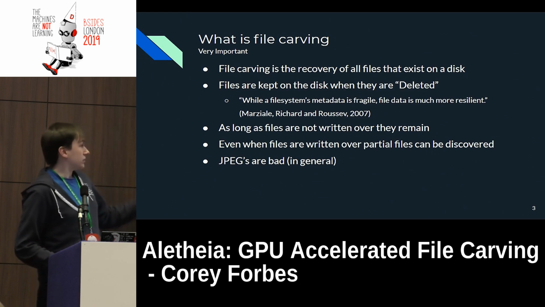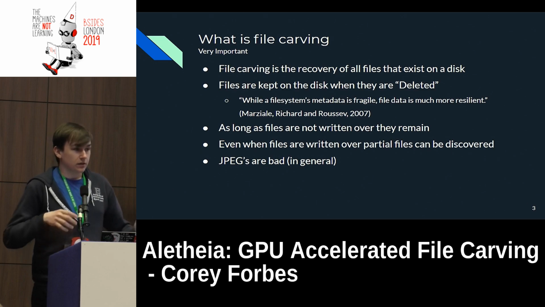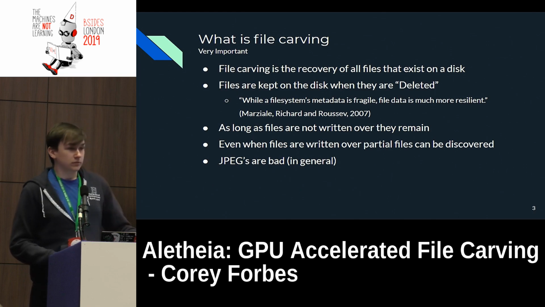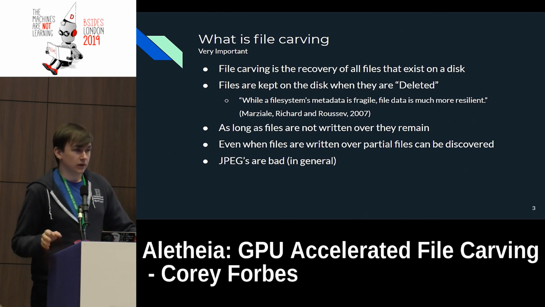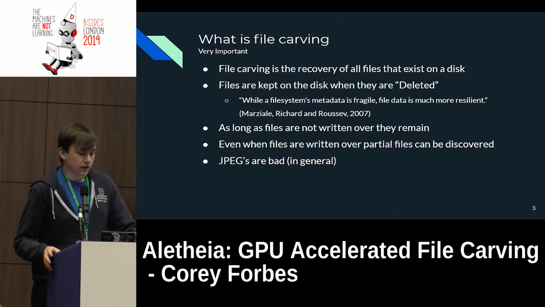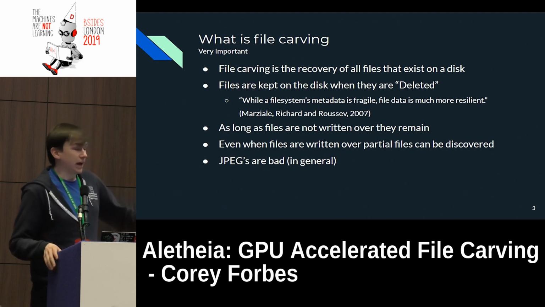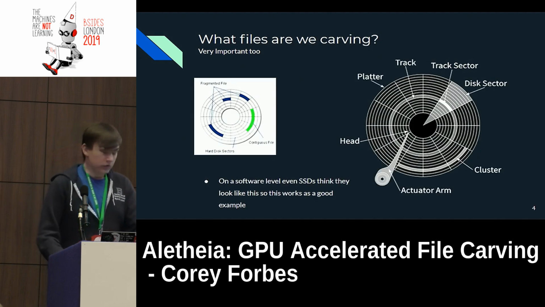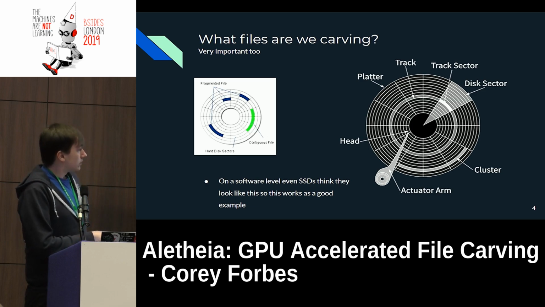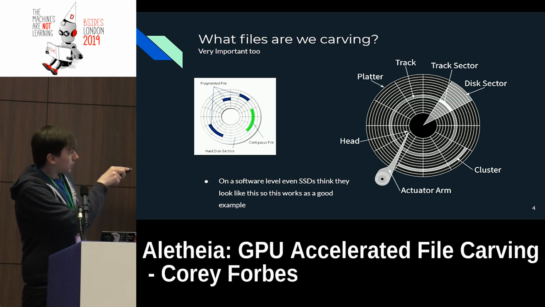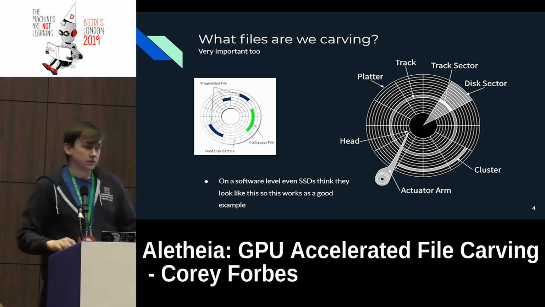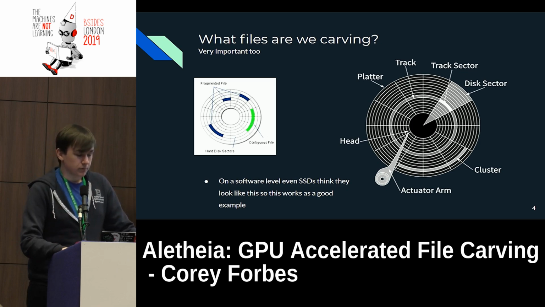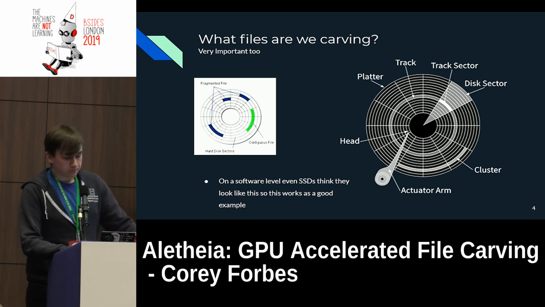So the quote here excellently summarizes that the metadata that holds all of the file locations is fragile. That gets completely wiped when a file is deleted. But when it is deleted, it's still actually in the physical disk layout. So you can see here that the track sectors are where the disk sectors and the tracks meet, and that typically holds your individual chunks of a file. But the operating system usually deals with this for you.